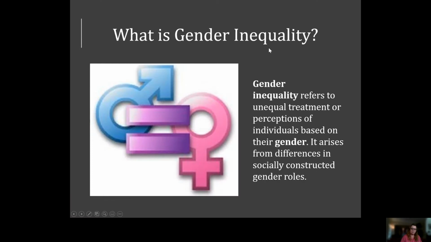So let's skip to gender inequality and let's define that really quickly. Gender inequality refers to the unequal treatment or perceptions of individuals based on their gender. It arises from differences in socially constructed gender roles. Okay. Gender inequality is either the treatment or the belief, and bias is something that's internalized to you. So slight difference.